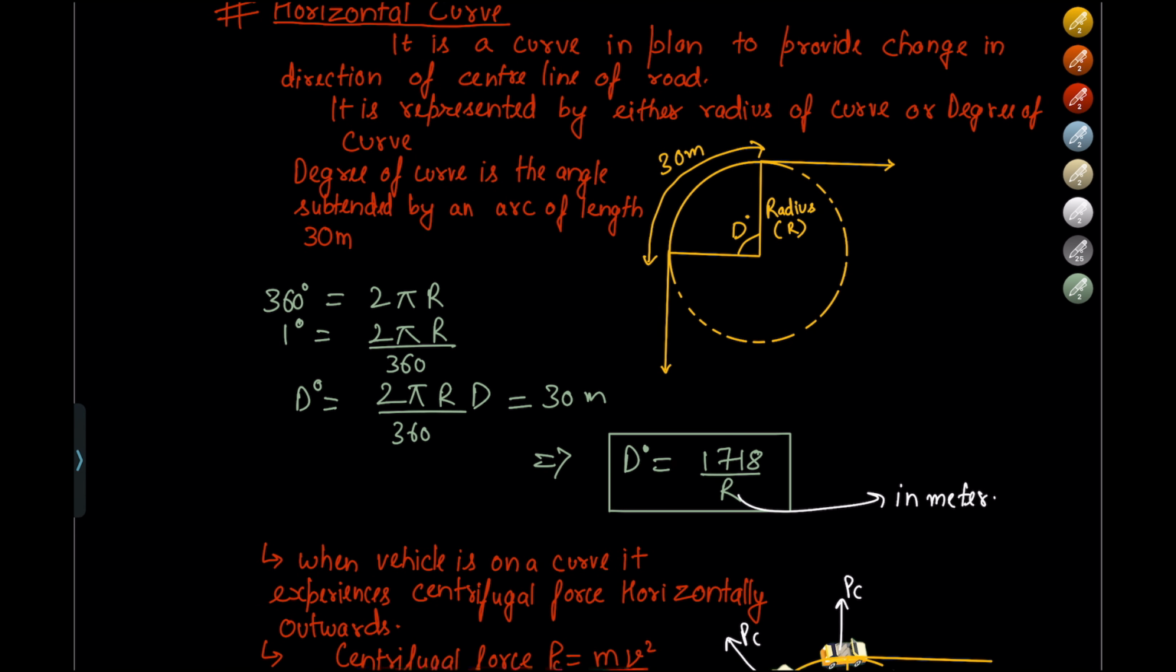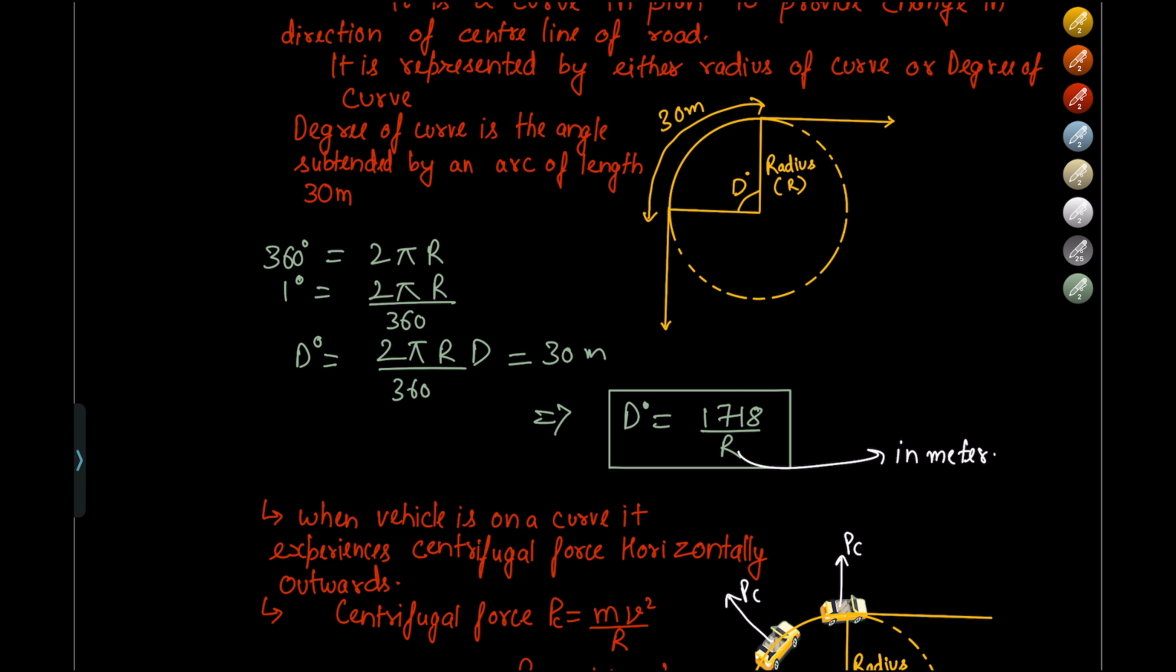In this diagram, if we have a look, for 360 degree, the length would be equal to, we need to find out the value of degree in terms of radius, right? So 360 degree would be equal to 2 pi r. 1 degree would be equal to 2 pi r upon 360, and d degree would be equal to 2 pi r d upon 360, which is equal to 30. If we solve this equation, we'll get d degree is equal to 1718 upon r, right?